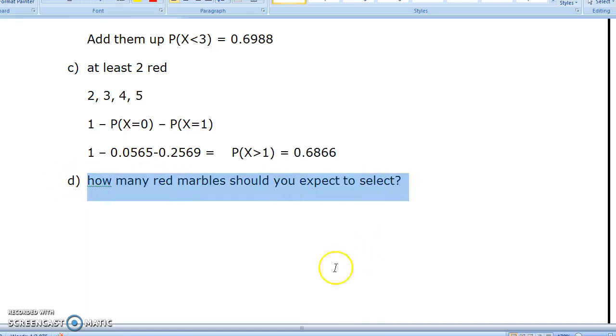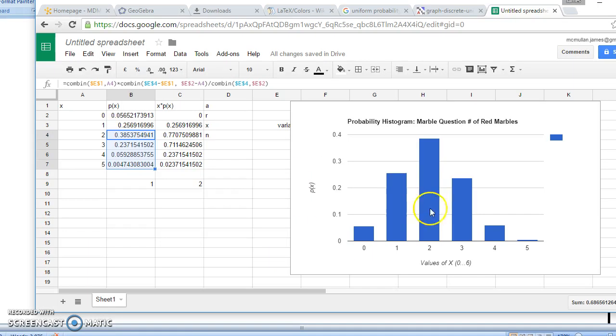How many red marbles should you expect to select? Looking at our histogram, I would guess that this number should be 2. It looks fairly symmetrical around 2. Maybe there's a bit more on the left side than on the right side visually, so maybe our expected value is a little bit less than 2, maybe 1.9. But in any case, it would be pretty close to 2.